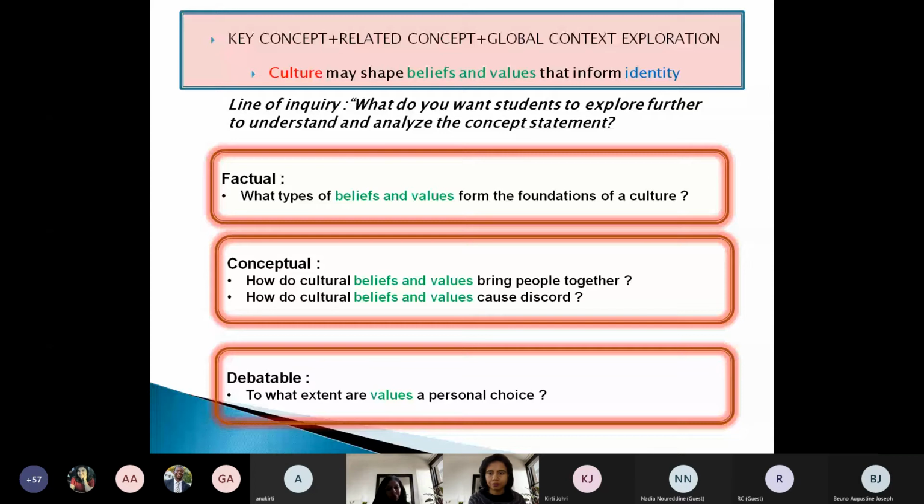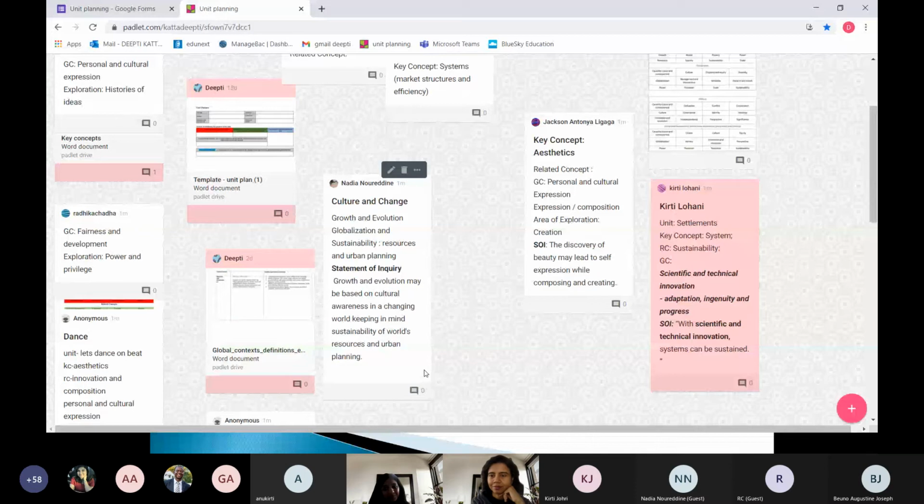So now I would request all of you to again on Padlet, put some responses, keeping the line of inquiry in mind, your factual, conceptual, and debatable questions. Frame at least one factual, one conceptual, and one debatable question. So as and when we have responses, we can request the audience to elaborate on these questions and how you would be using them. If we have responses, yes, they can be put on the Padlet.